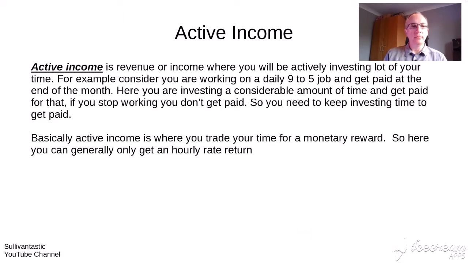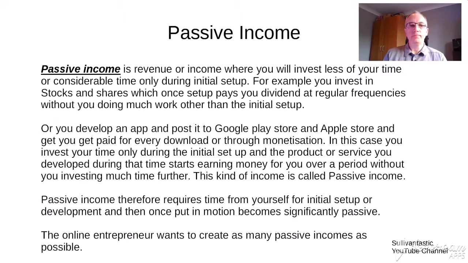So what is active income? Active income is anything where you trade your own time for a monetary return. So for example, most people work a 9 till 5 job and they get paid at the end of the month or the end of the week for that time. So you invest all those hours during the week and you get paid for it. You can't get paid any more for that hour than the hourly rate. So that's an active income. You're actively doing something for that income.